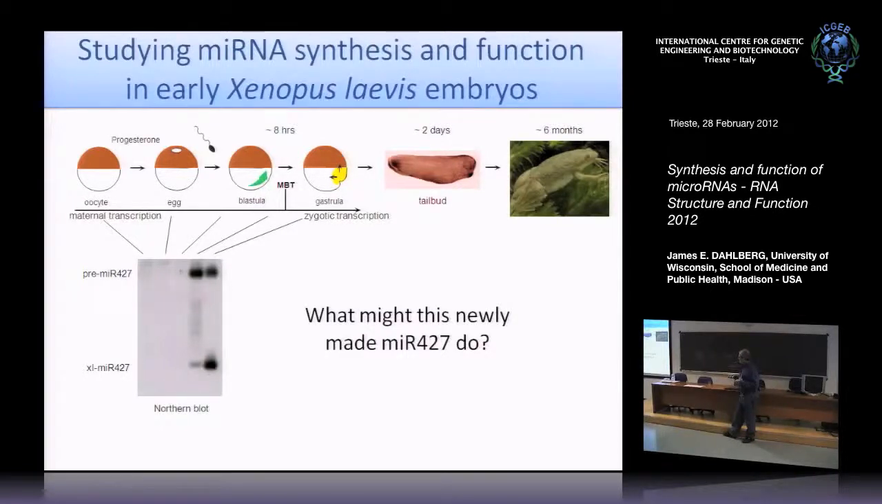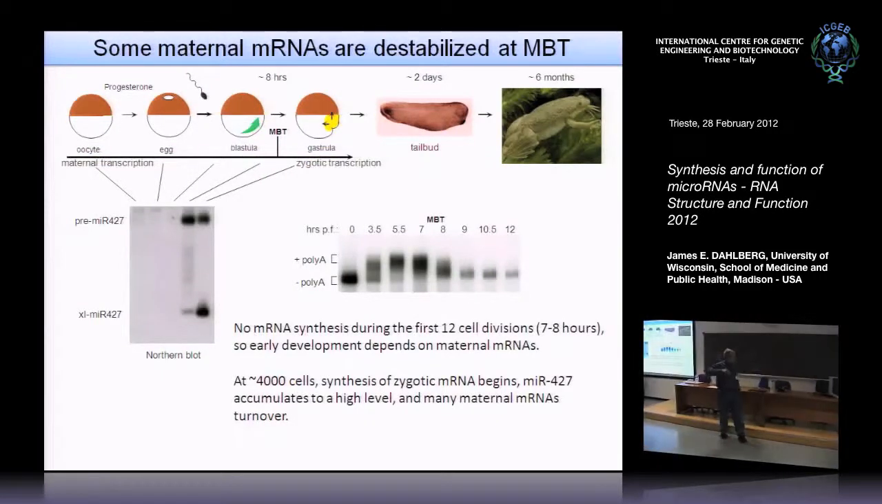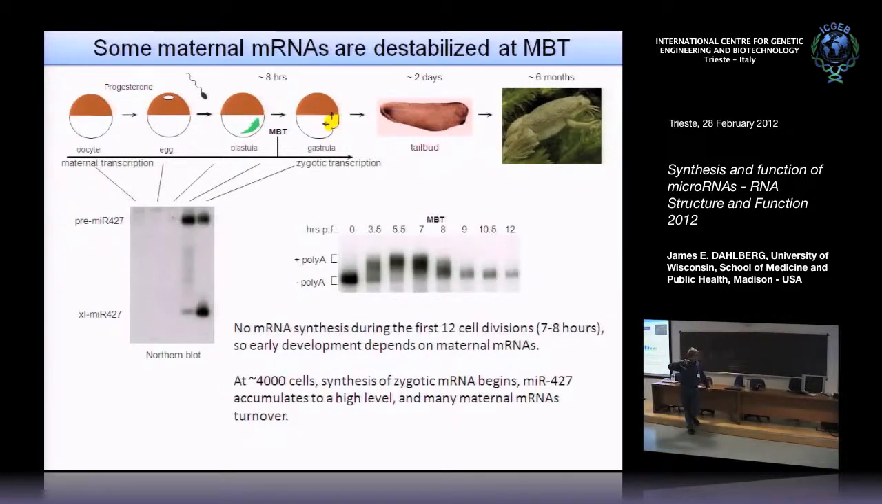But we noticed early on that slightly before the mid-blastular transition, where there's this big change in transcription and messenger RNA stability, a molecule did start to accumulate, and that's a precursor that we identified as pre-microRNA 427. The 427 precursor is matured into the mature microRNA, and this accumulates in very high amounts very quickly in a very short time. And so we asked what this molecule might be doing, and you can see one candidate, and one that we think is the real target here, is that several maternal messenger RNAs undergo a transition at this point.